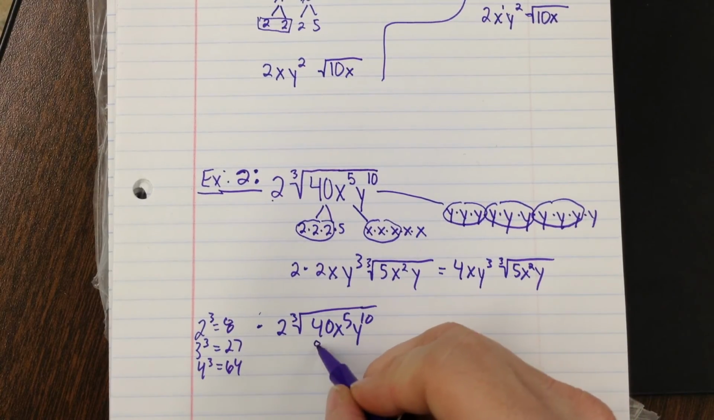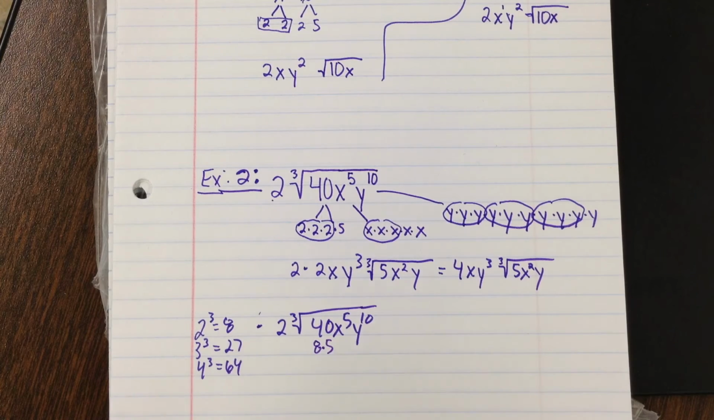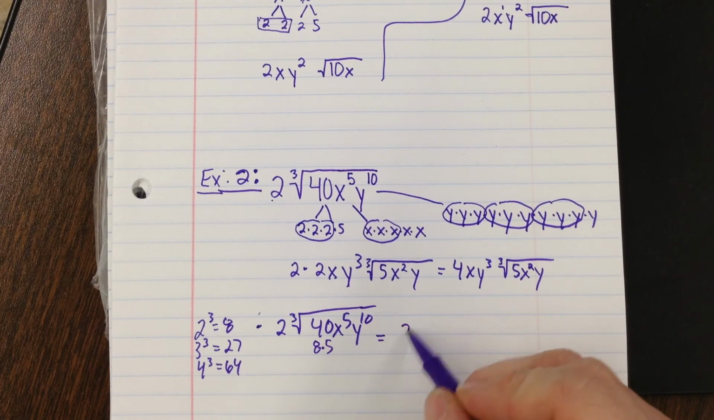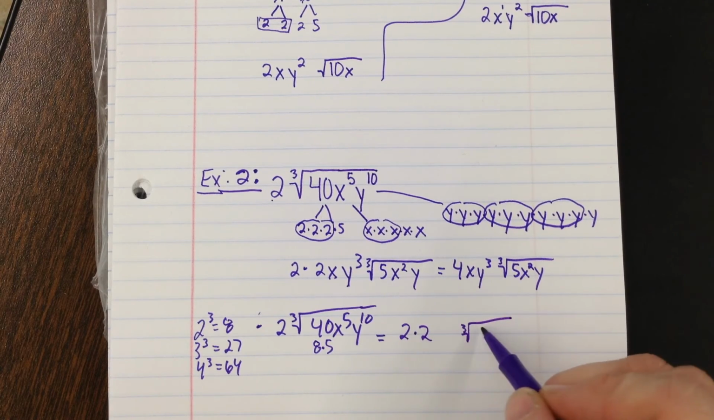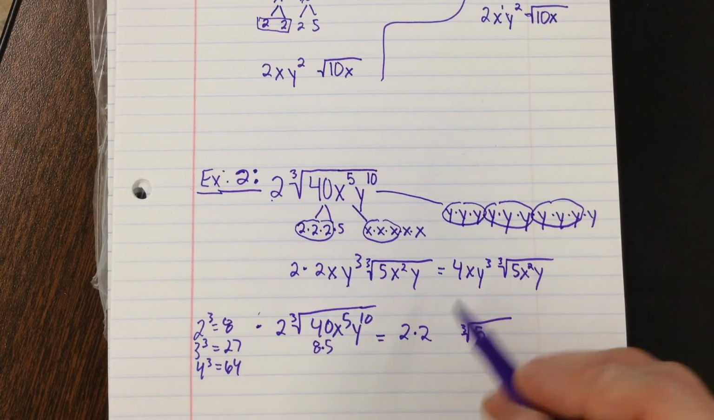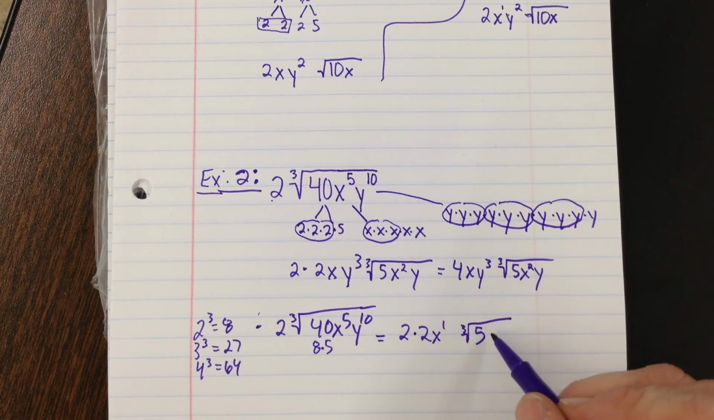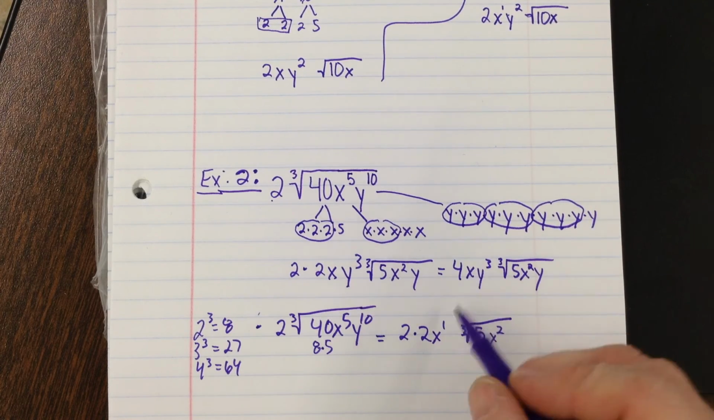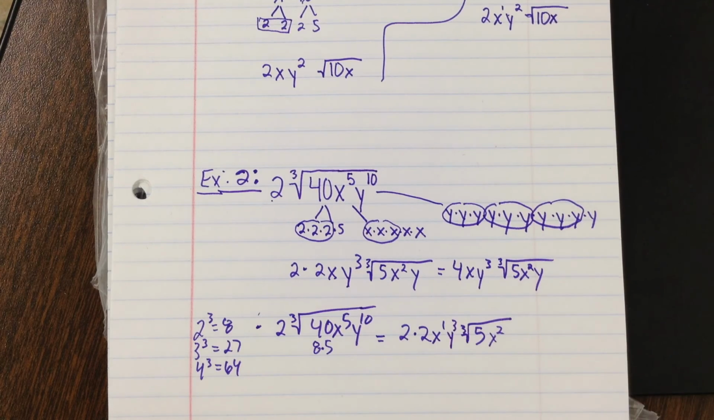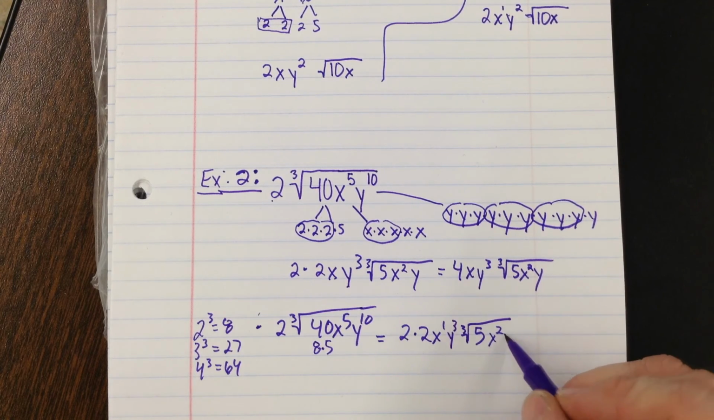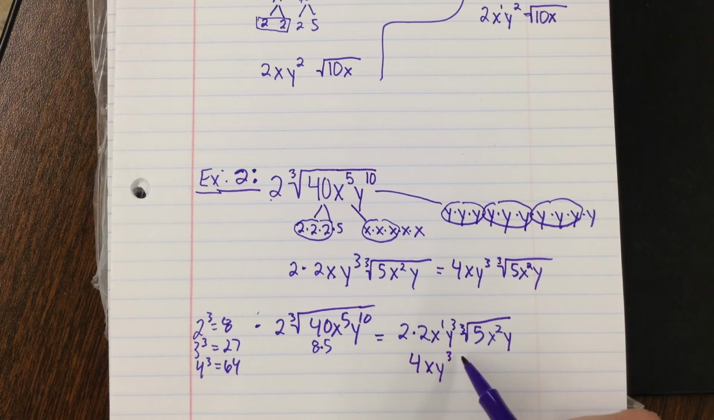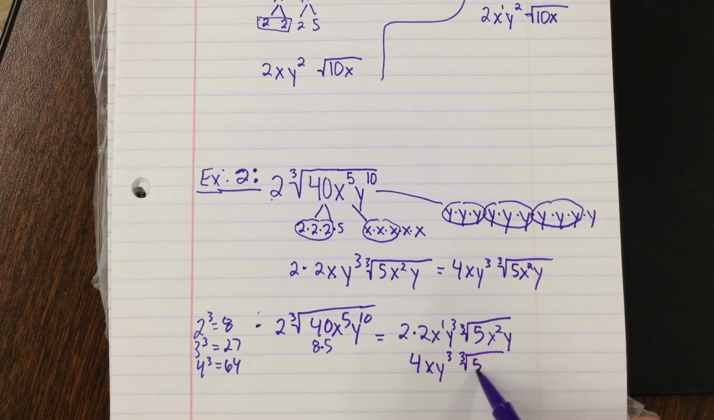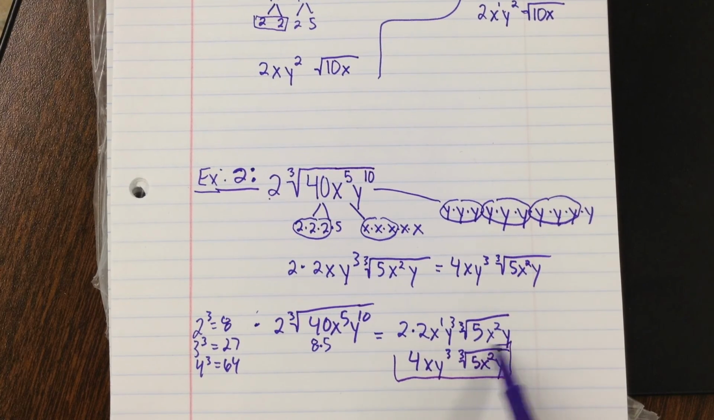That's going to be 8 times 5. And the cube root of 8, we already know, is 2, with a 5 left inside. 3 goes into 5 once with 2 left over. And 3 goes into 10 3 times. 3 times 3 is 9, so there is 1 left over. And we're going to get the same answer, 4xy to the third times the cube root of 5x squared y. And there is the same answer in 2 different ways.